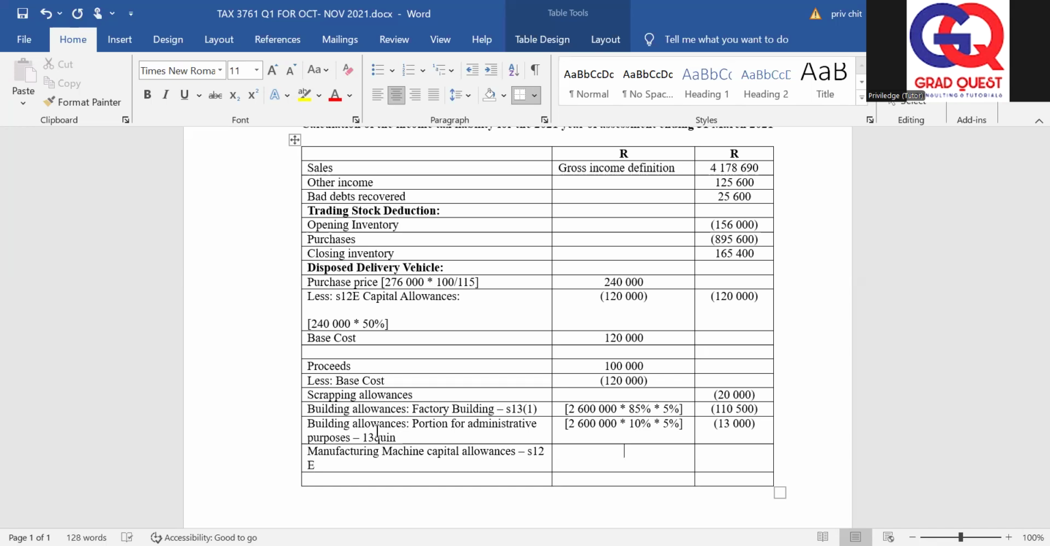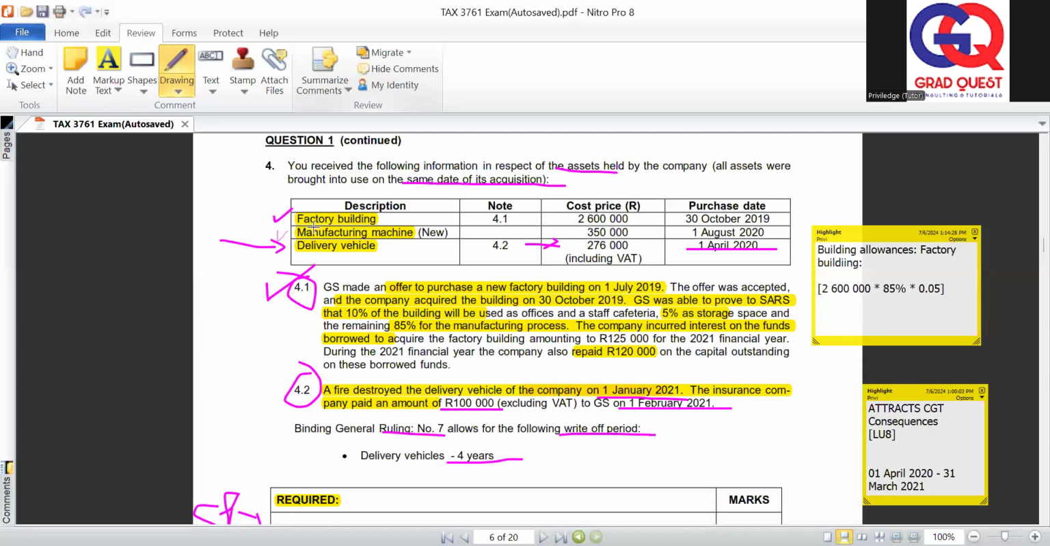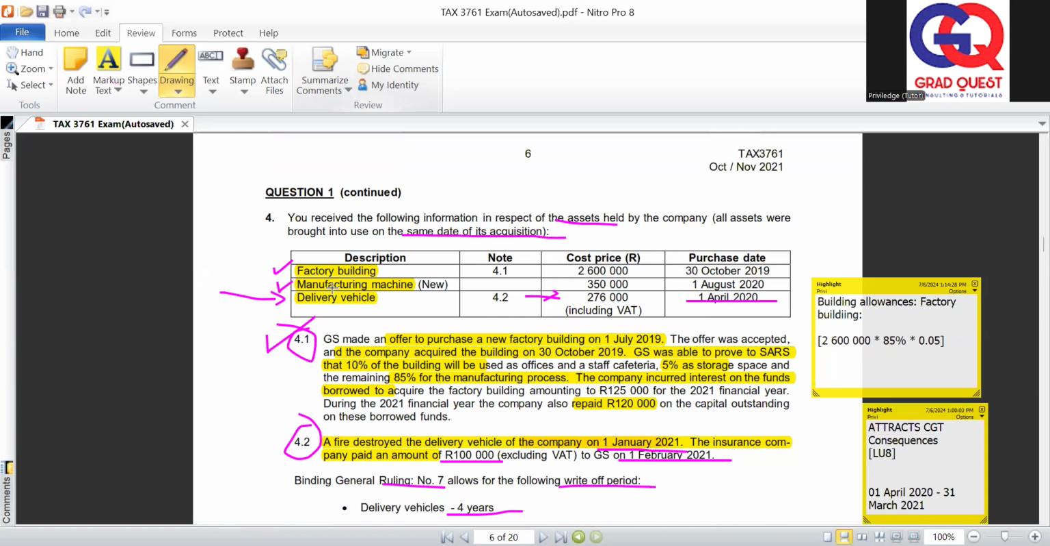Okay. So with section 12E, SARS allows you to claim 100% of that particular asset's purchase price in the year of purchase. So in this case, it means we are allowed to claim the entire amount on the manufacturing asset of 350,000 rands. That's all that you needed to do. And as far as this manufacturing machine is concerned, technically we are done with information number 4 aspects.